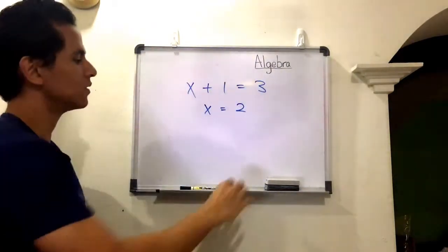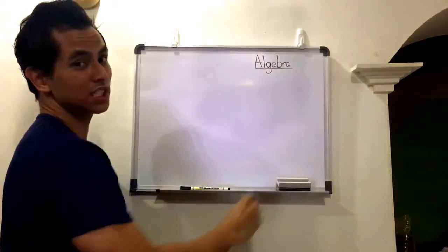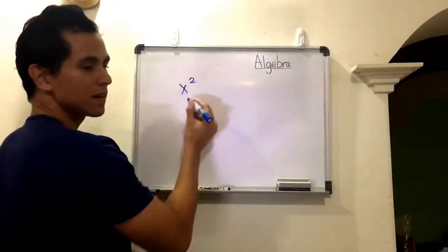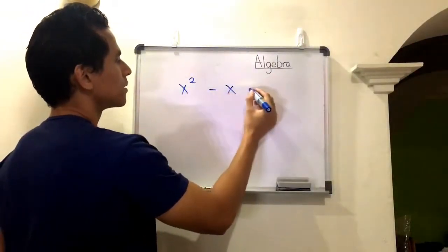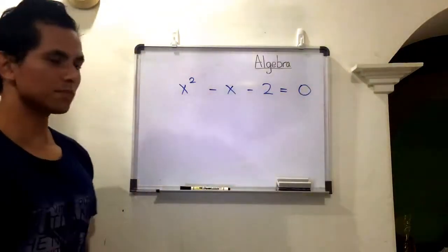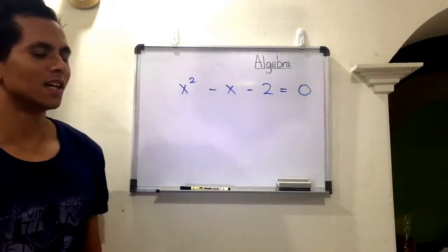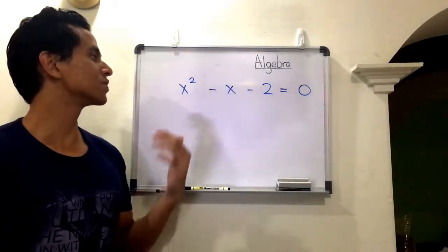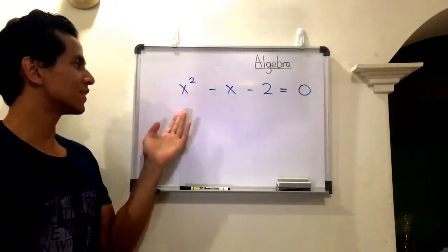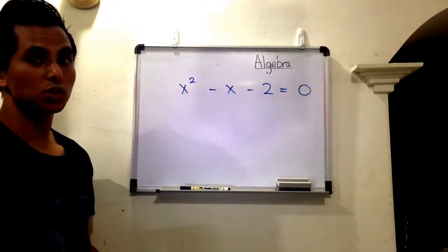But let's say we were faced with something slightly more difficult and more challenging, let's say we were given this equation, x squared minus x minus 2 equals 0. It's not as easy, right? So allow me to explain how we're going to solve these types of equations. The first step is we have to factorize it.